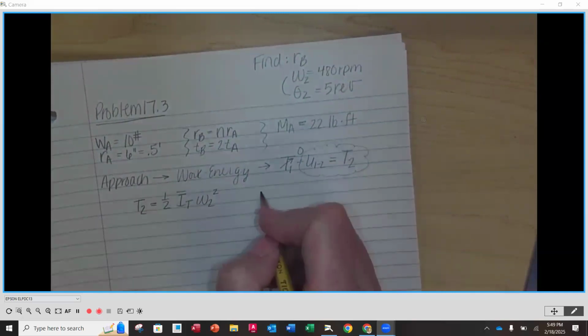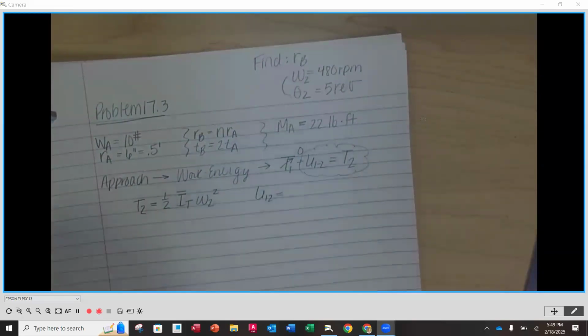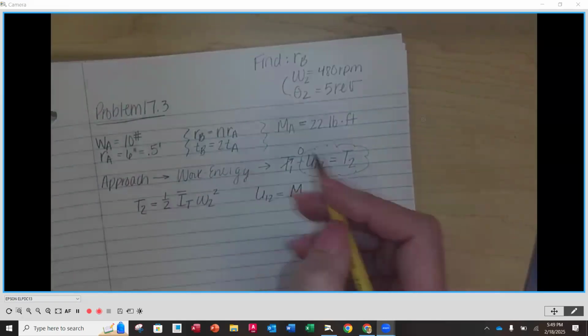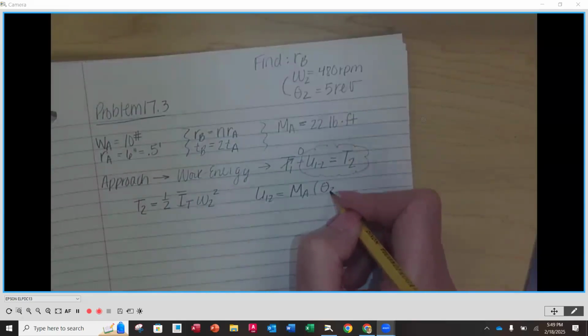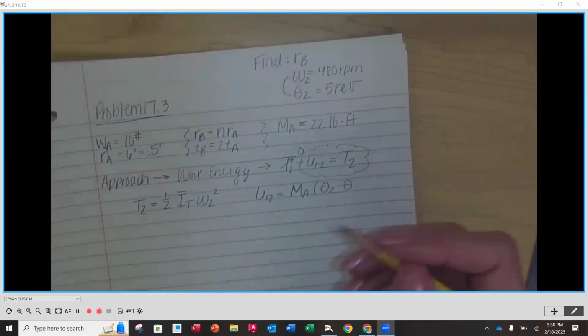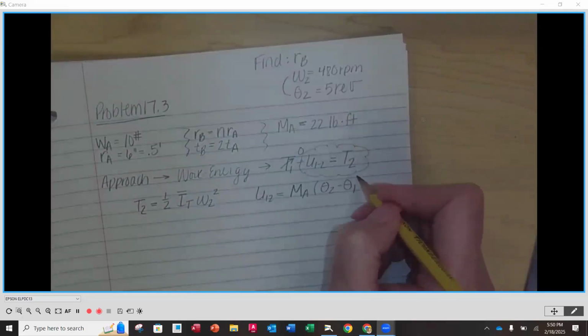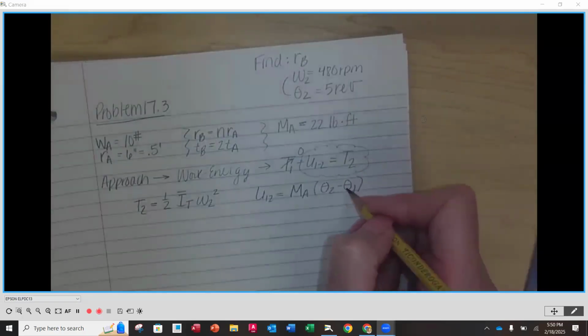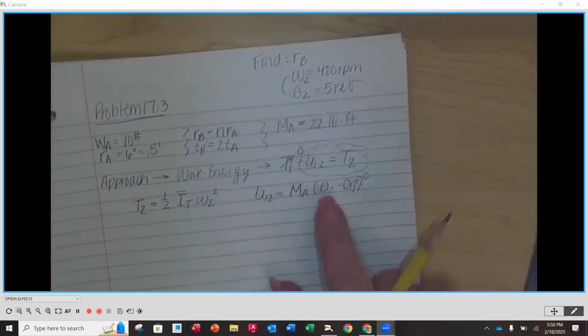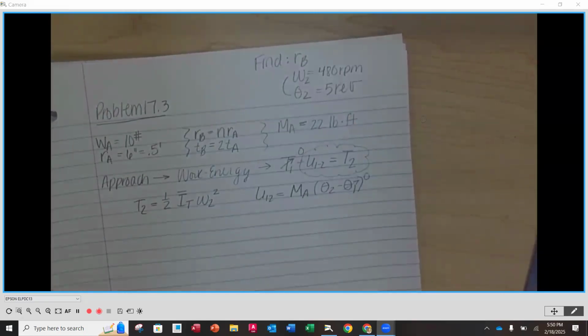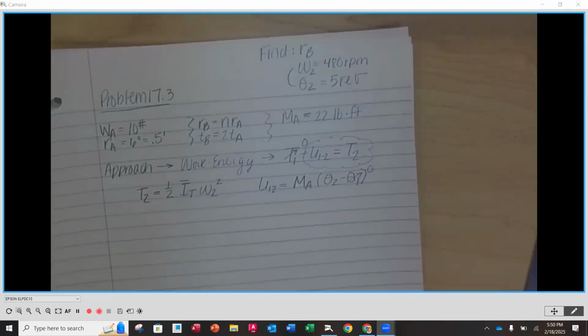And then our work is going to be our U 1 to 2. This is a rotating system. So again, it's going to be using the moment around A, or that torque that's going to be used at A, times the angular velocity or the angular displacement final minus the angular displacement initial. The initial angular displacement is going to be 0. So our theta 2 is going to be what we use down in there. But again, not in revolutions. We're going to have to convert it to radians. We'll see that in a little bit. So this is where we're heading.